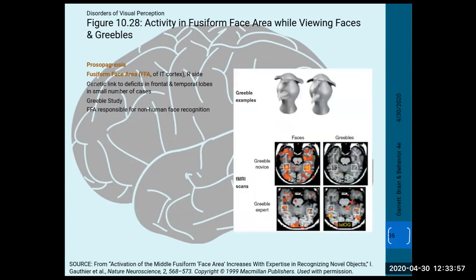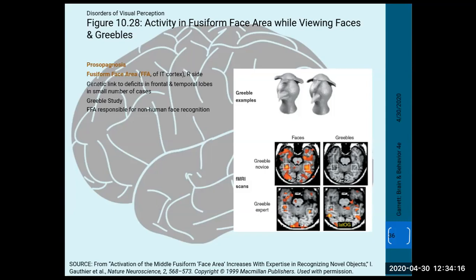So here is this Greeble study, which showed... So here's an example of Greebles that kind of look like little statues. They kind of look like faces where it looks like maybe a tongue is sticking out or something like that. They kind of look like gargoyles, right?